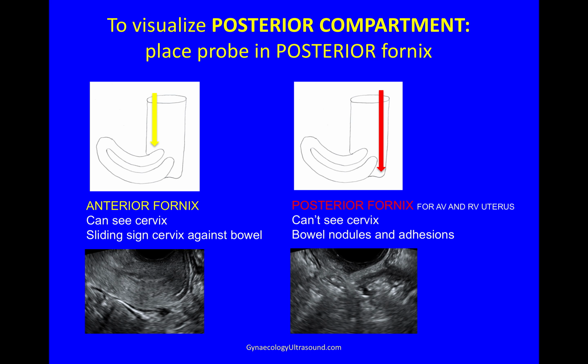Next thing, we're going to look at the posterior compartment. What you need to do is put the probe in the posterior fornix, because as we've shown, if it's in the anterior fornix, you can see the cervix, you can see the sliding sign, but you're not going to see what's behind there very clearly. To do that, you need to put your probe in the posterior fornix, both for an anteverted and retroverted uterus. You now can't see the cervix, but you can see bowel nodules and adhesions.